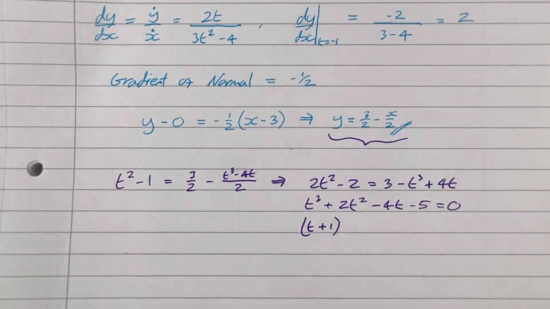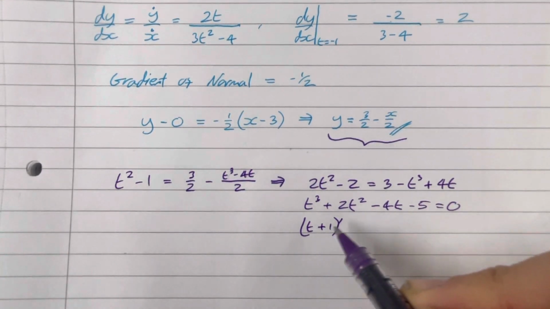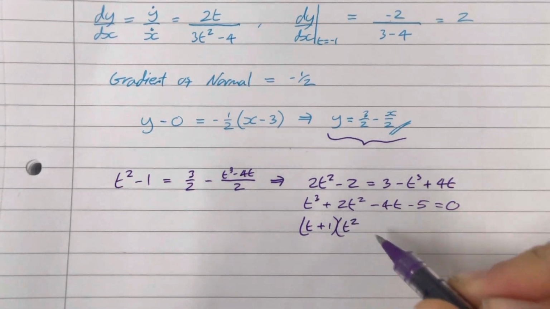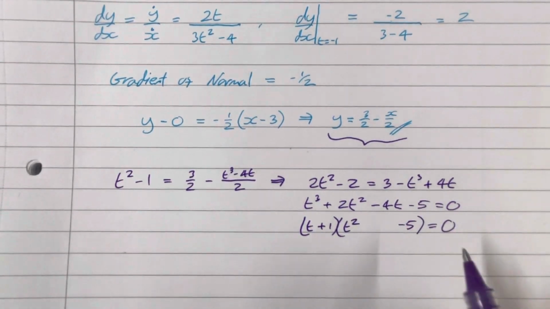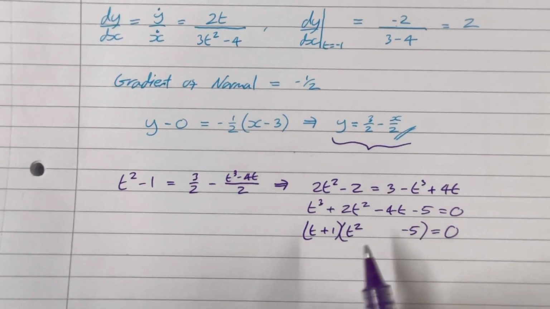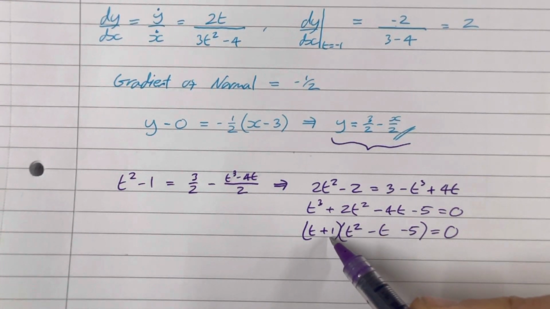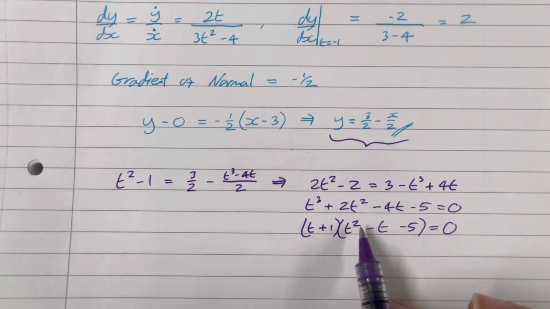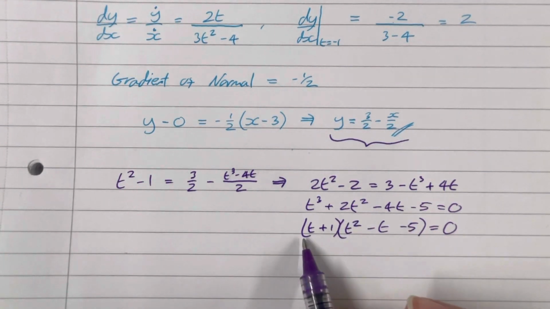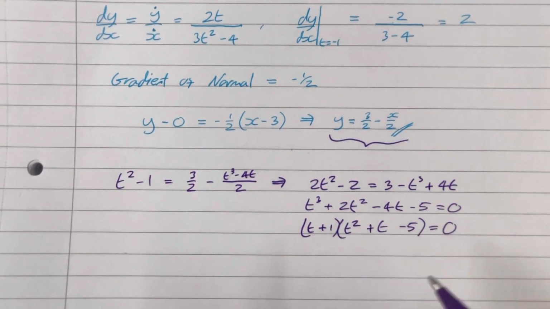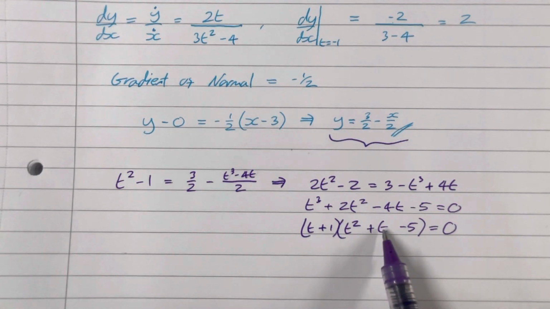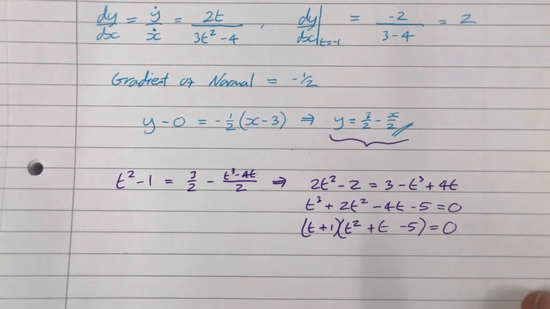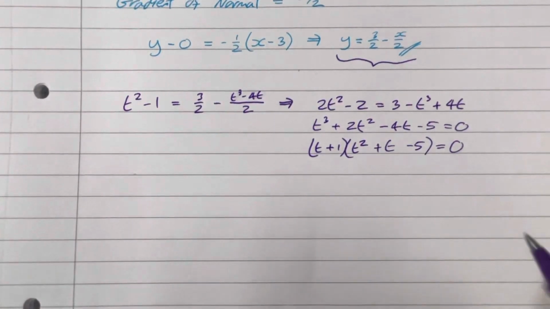Must be a root of this cubic, which means t plus 1 must be a factor, and then I can divide by it. So t plus 1, that must be t squared, that must be minus 5, that gives me minus 5t, but I want minus 4t, so I can add a t. There we go. Check the quadratic, t squared plus t squared, that's 2t squared. And if you want to use polynomial long division, that's not a problem, but I just did that by inspection.